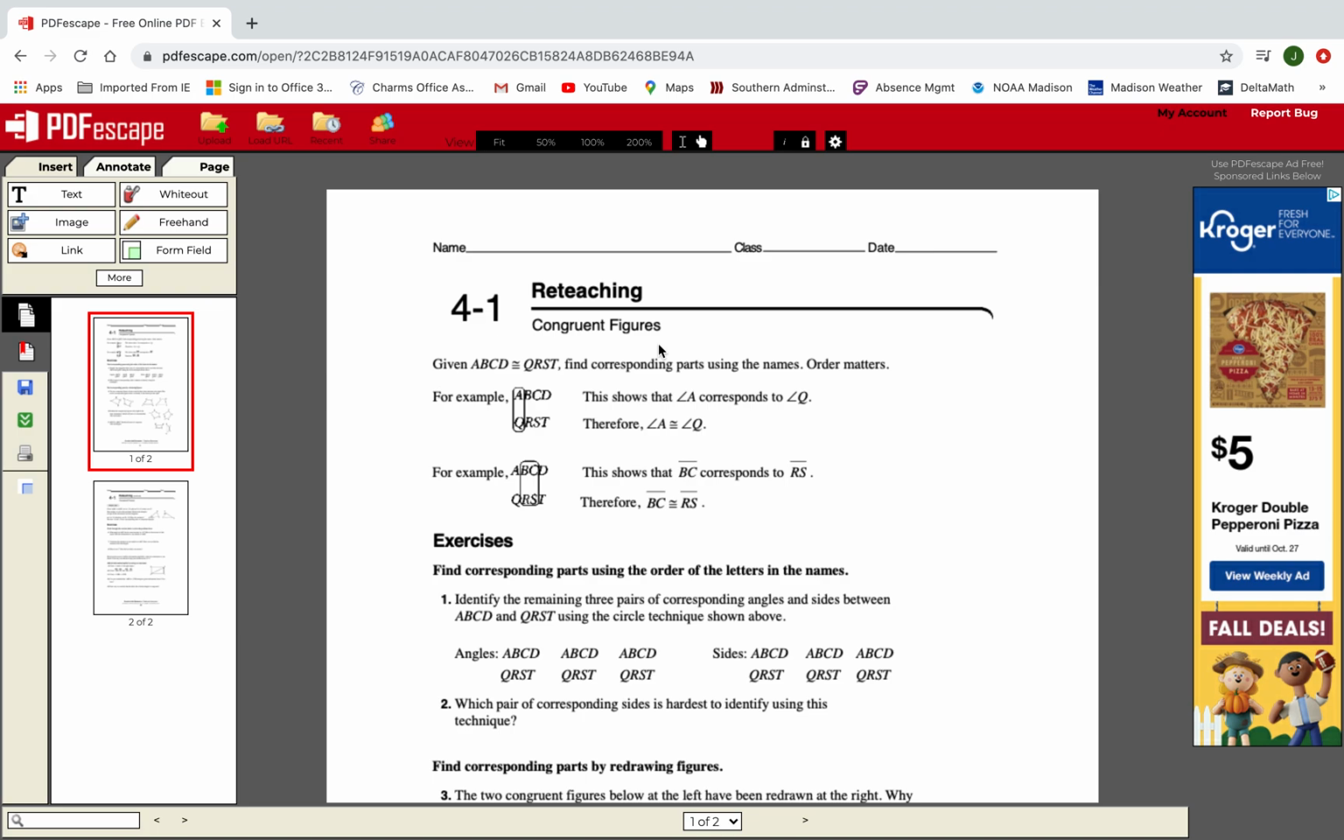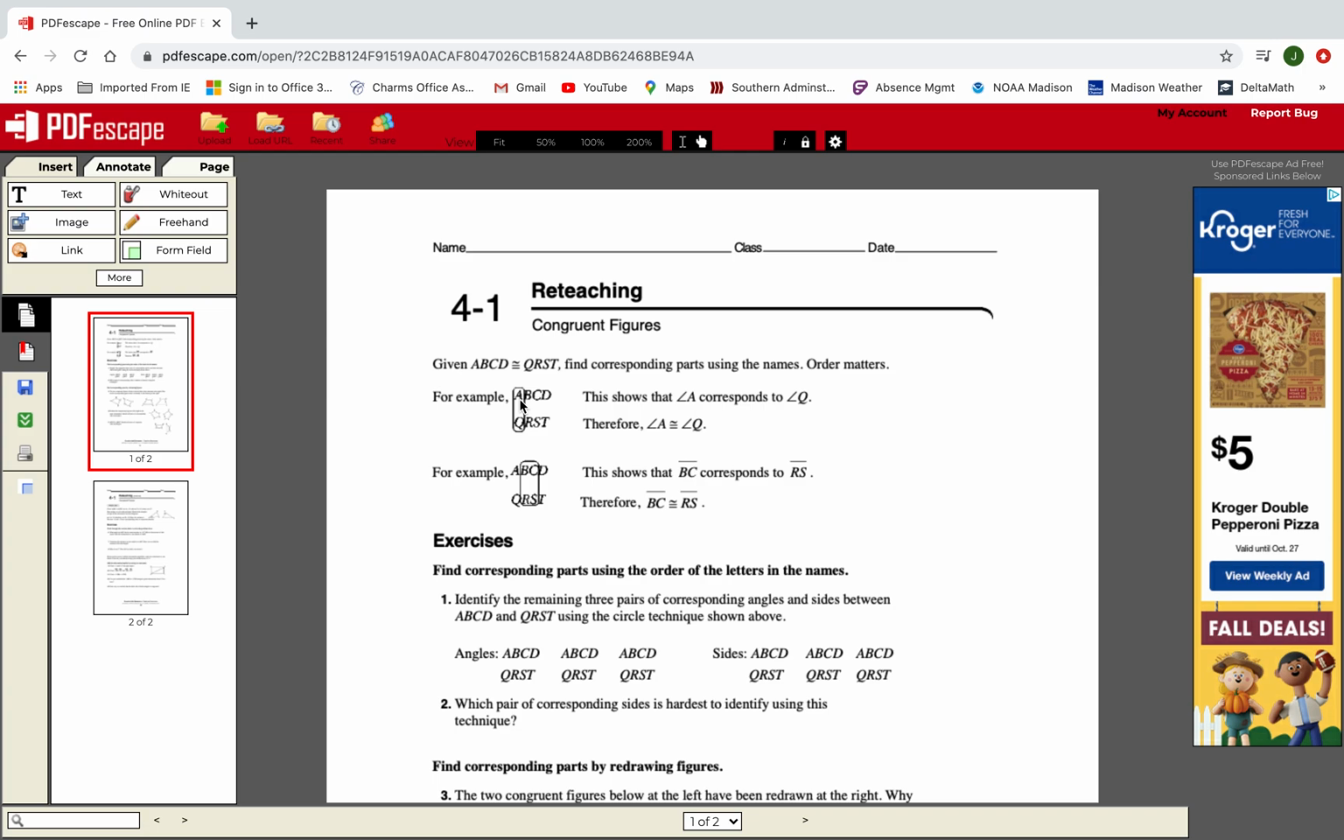So let's talk for a minute about what makes congruent statements so important and so special. It says this in the first line here, that order matters. Order is everything here, and we can rely on the order to tell us what parts are congruent to what parts. So this starts out saying, given that ABCD is congruent to QRST, find corresponding parts using the names, and order matters here.